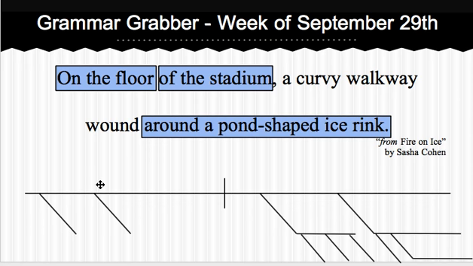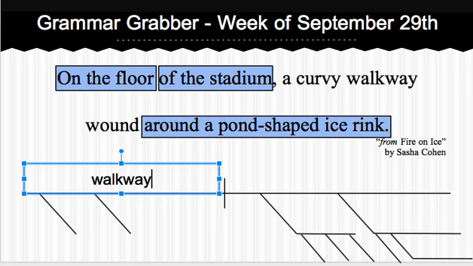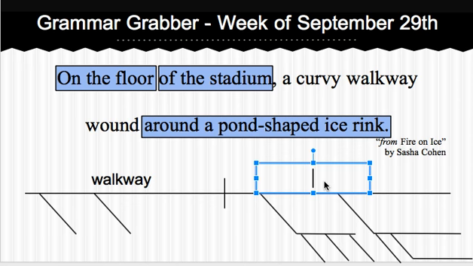So first, we want to identify our subject. Our simple subject is just looking at what is doing the action. And in this sentence, walkway is doing the action. Next, we want to know what our verb is. Our verb in this sentence, what is the walkway doing, would be the verb wound. So we've used two parts of our simple sentence.